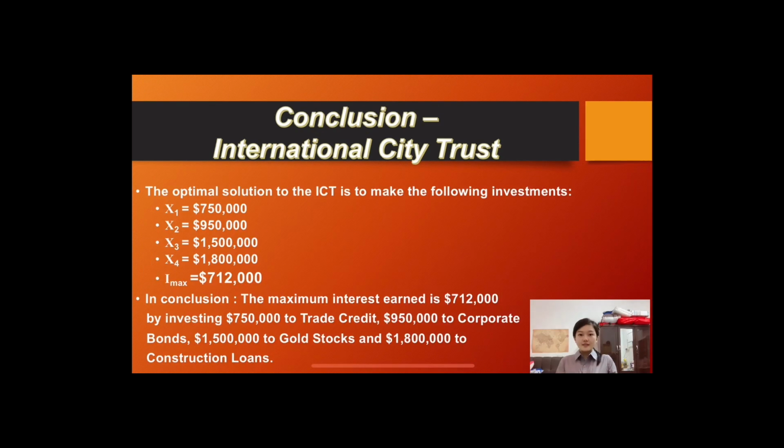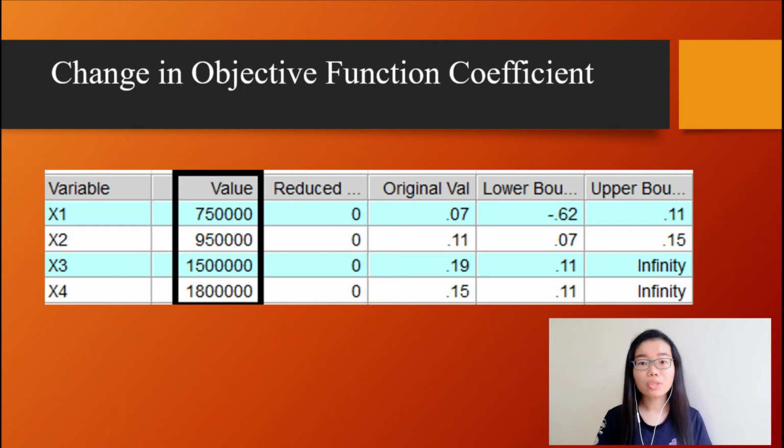We can conclude that the maximum interest earned is $712,000 by investing $750,000 to trade credit, $950,000 to corporate bonds, $1,500,000 to gold stocks, and $1,800,000 to construction loans. The optimal solution is represented by the values x1 750,000, x2 950,000, x3 1.5 million, and x4 1.8 million.